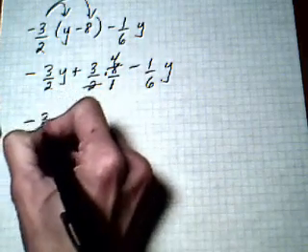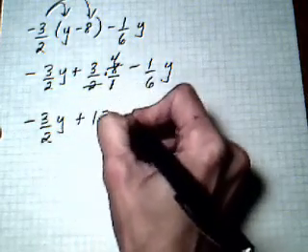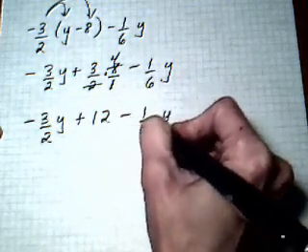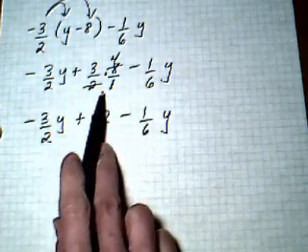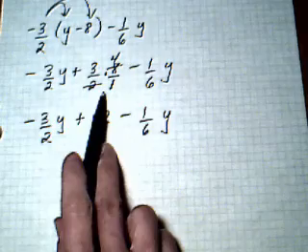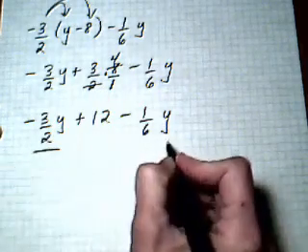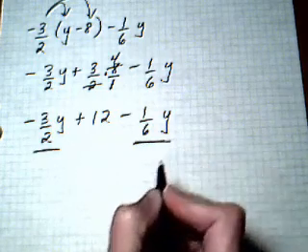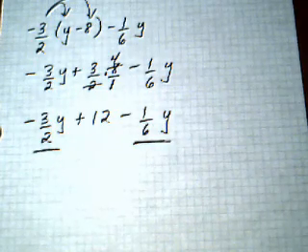So now our expression is minus 3 halves y plus 12, take away 1/6 y. Remember, when you multiply fractions, you don't need a common denominator. You only need that for adding and subtracting. Now we're going to go to like terms. Minus 3 halves y and take away 1/6 y. They both have a y to the 1 power, so they're like terms.